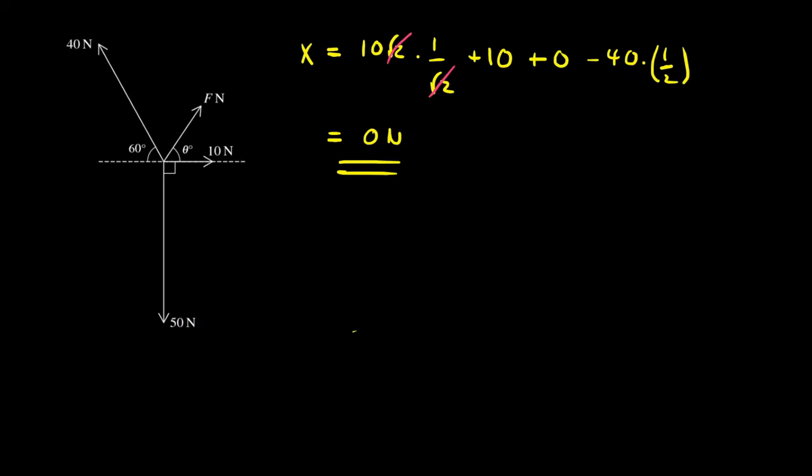Well, what about the vertical components? Well, we're going to do F, which is 10 root 2, times the sine 45 degrees, which is 1 upon root 2, plus the vertical component of the 10, which is 0, because there's no vertical component, minus the 50 newtons, and plus the 40 sine 60 degrees. So let's simplify that. Again, the root 2's are going to cancel.